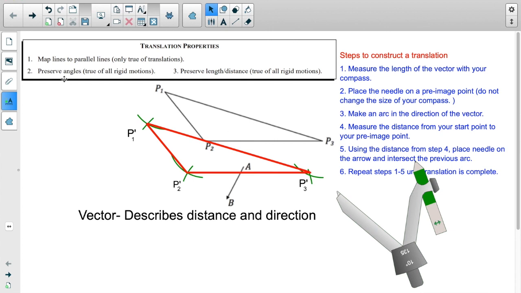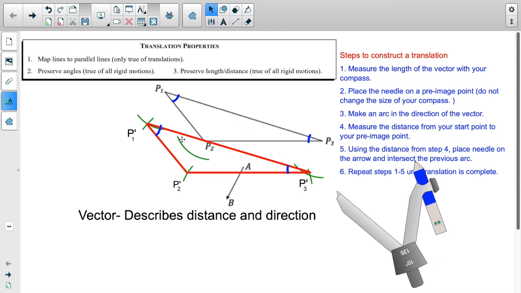Now, these also preserve angles, right? Which is true about all rigid motion. This angle is going to be congruent to this angle. They're corresponding. So we know that corresponding parts are congruent when we have a rigid motion. Here's another angle that is congruent to this angle over here. And last, they preserve length distance, which is also true about all rigid motion.